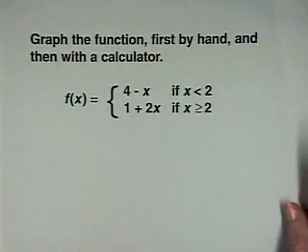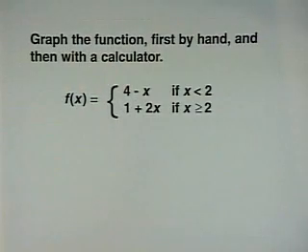Graph the function first by hand and then with a calculator. The functional value f of x equals 4 minus x if x is less than 2, and 1 plus 2x if x is greater than or equal to 2.